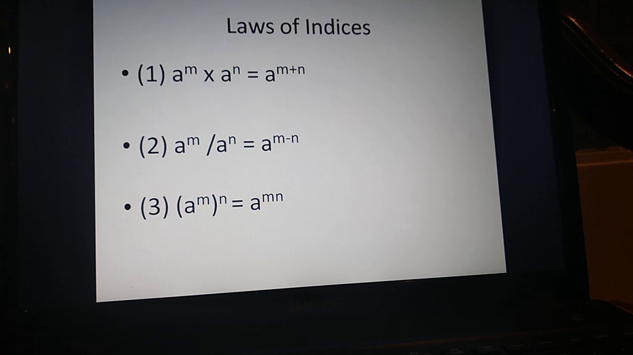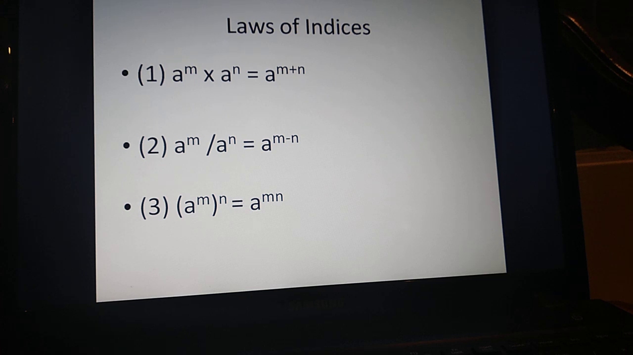Now, when we deal with indices, we have to do it correctly. And in order to do this, there are laws we must remember. The first law says, when I have two numbers multiplied by one another, all I have to do is put the number and add the indices. So a to the power m multiplied by a to the power n is equal to a to the power m plus n. لاحظي كيف احنا حطينا نفس الأساس A لما أضرب الأساس نفسه بأسين مختلفين ساعتها بجمع الأسس بس.